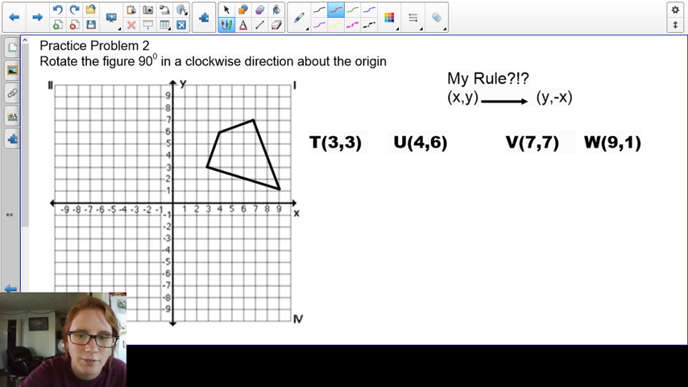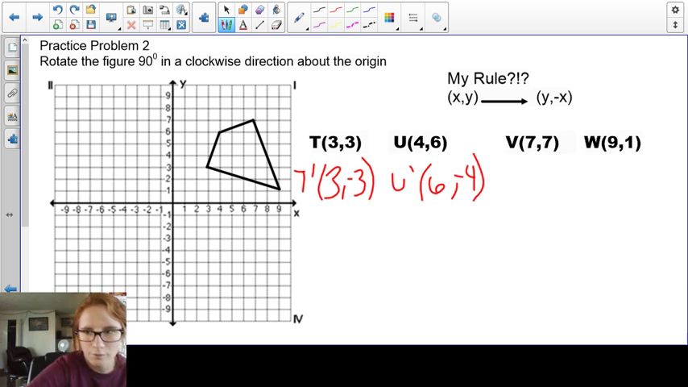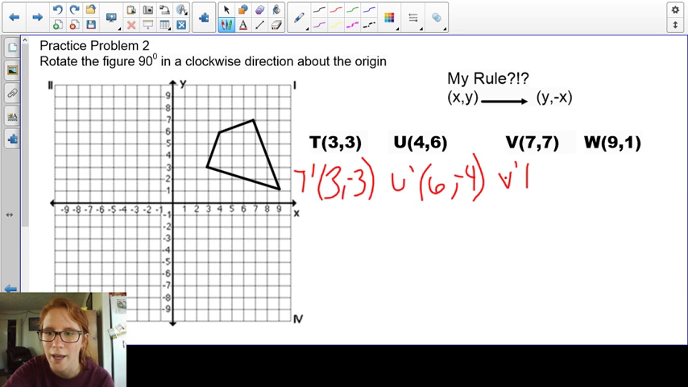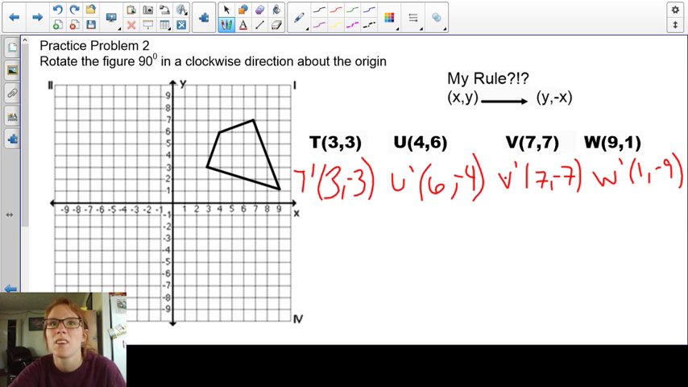So I'm going to have T prime at, ooh, I'm going to thin that out a second, hold on. There we go. We're going to have T prime at y, which is 3, comma, negative x, so negative 3. U prime will be at y, negative x, so 6, negative 4. V prime will be at 7, negative 7. And W will be at 1, negative 9. Okay, let's go ahead and make all these plots.